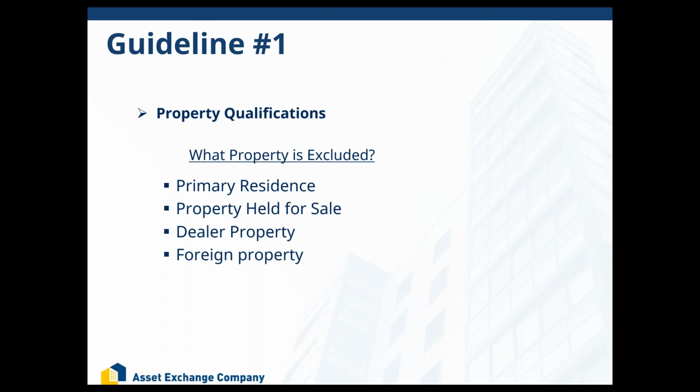Okay? Now, what types of properties are excluded from 1031 exchange? Well, your primary residence, right? We've already talked about that. What do you do for your primary? Well, you may qualify for that Section 121, right? Now, what about property held for sale? Well, property held for sale is also excluded from 1031 exchange.